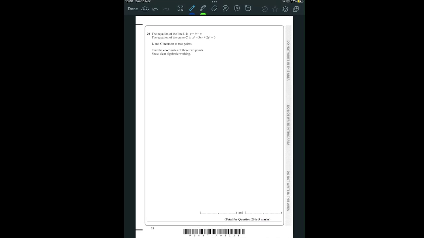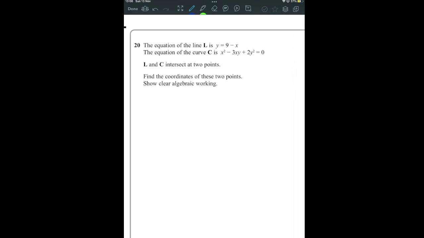Question 20. Now getting into the meat of the last few questions. The equation of the line is, the equation of the curve is, L and C intersect at 2 points. Well, intersect, when we're talking about graphs, that should immediately bring into the front of our mind there's also simultaneous equations, which the setup of the question lends itself to very easily.